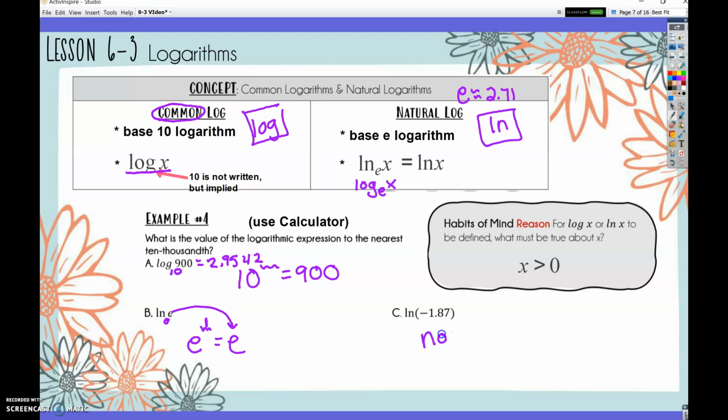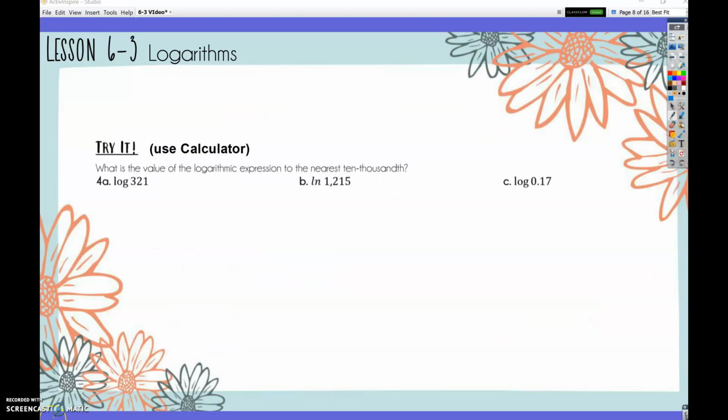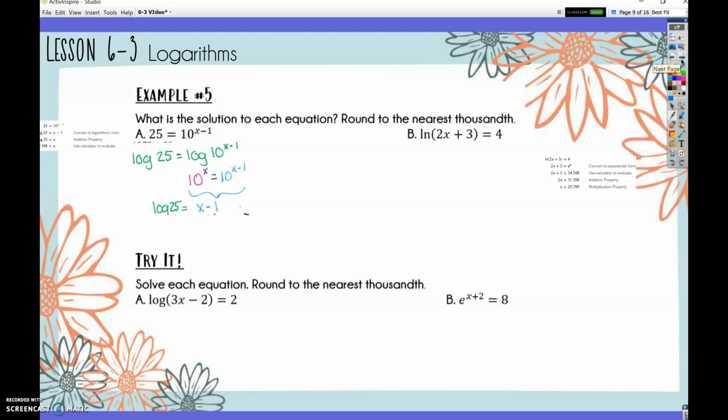You'll find this one has no solution because just like any 3 to the x exponential, our log graph never goes below the x-axis, so it can never have a negative value. I would suggest on the try it, go ahead and make sure you can plug in each of these values to your calculator very carefully, round carefully, and check your answers on the answer key.